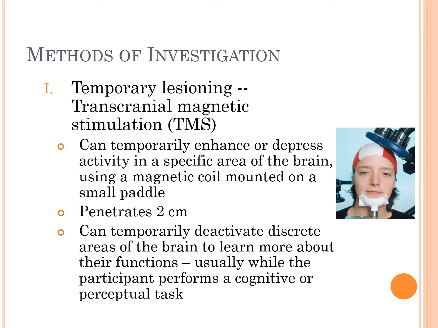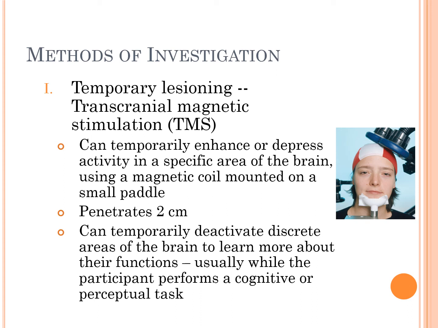Now we can perform this kind of temporary lesioning on humans as well. So the transcranial magnetic stimulation, I mentioned it for Sarah Scott, that they were enhancing activity at that Broca's area, but we can also use this to temporarily depress activity in a specific brain area. So they use this magnetic coil mounted on a small paddle, and it's going to deliver a magnetic pulse.